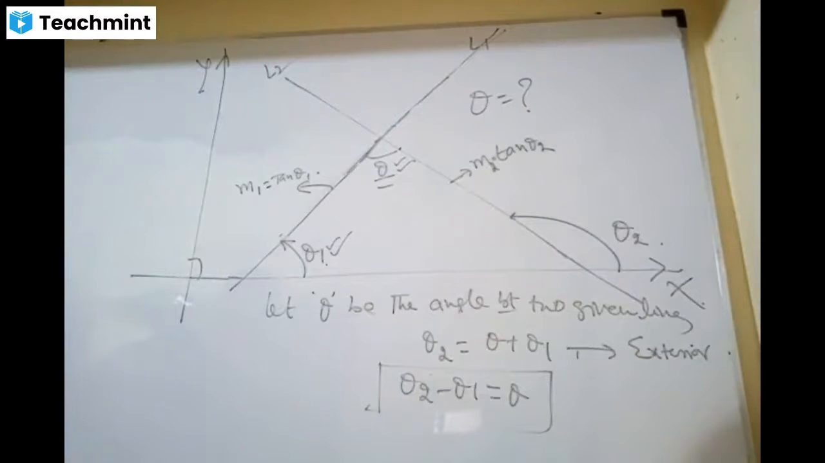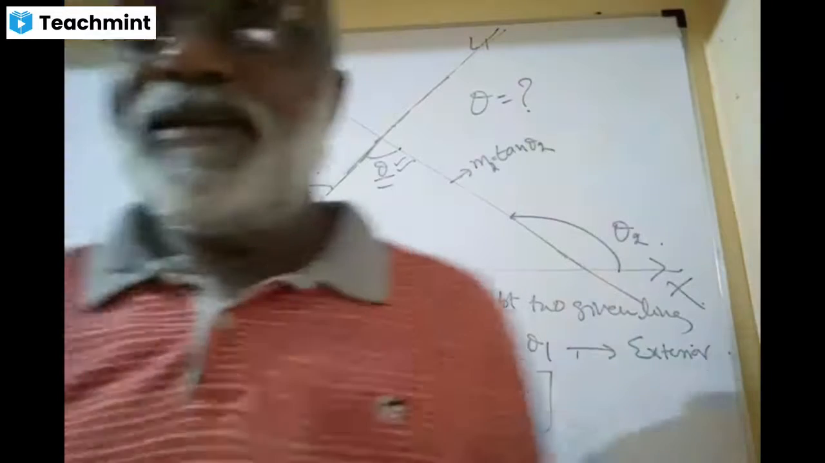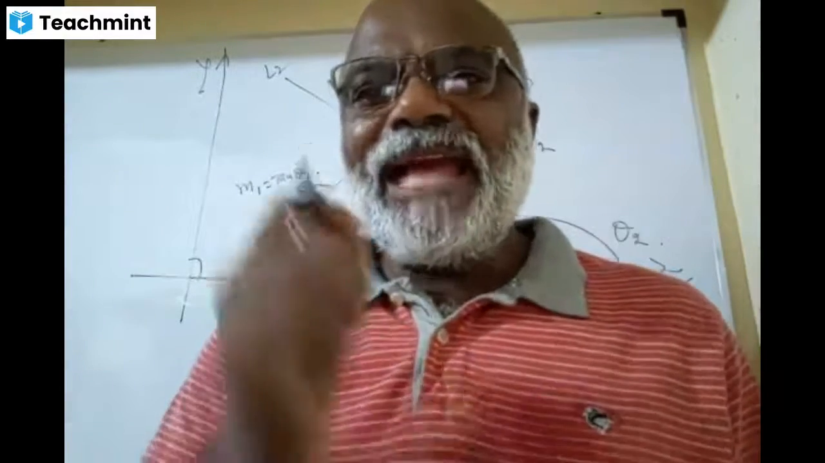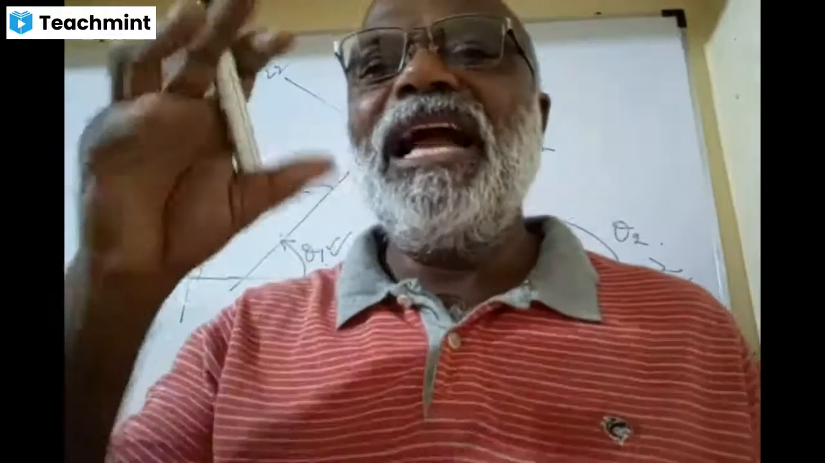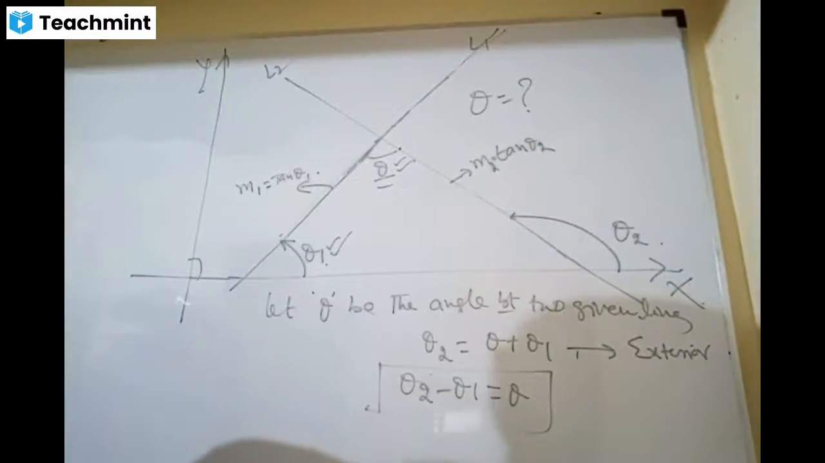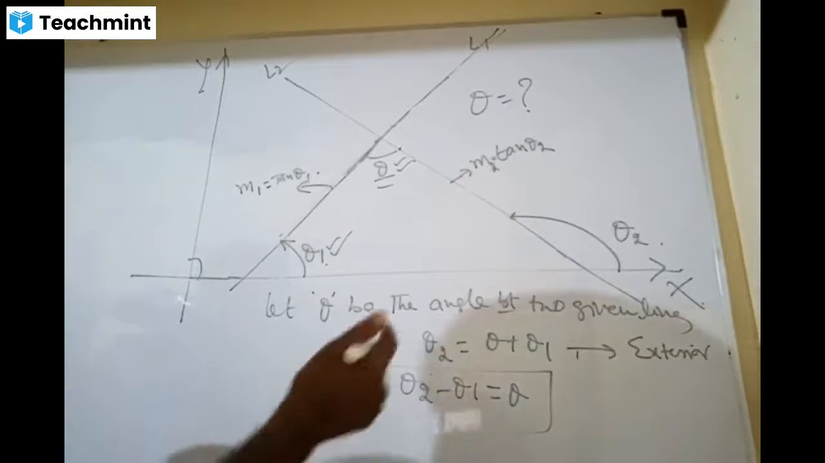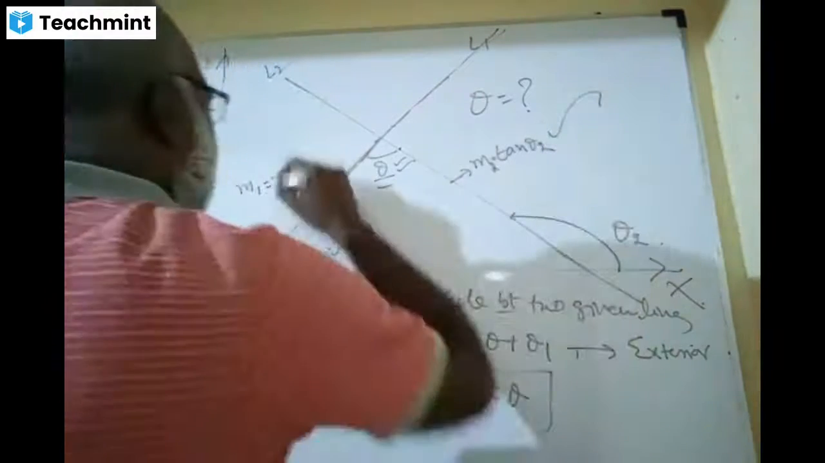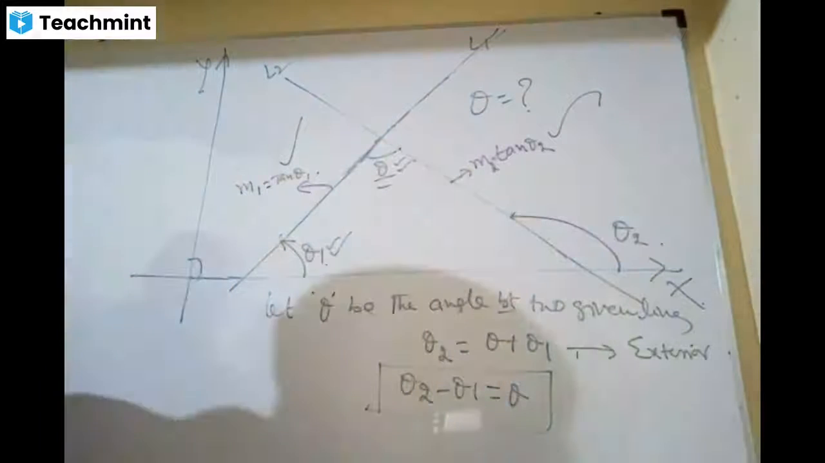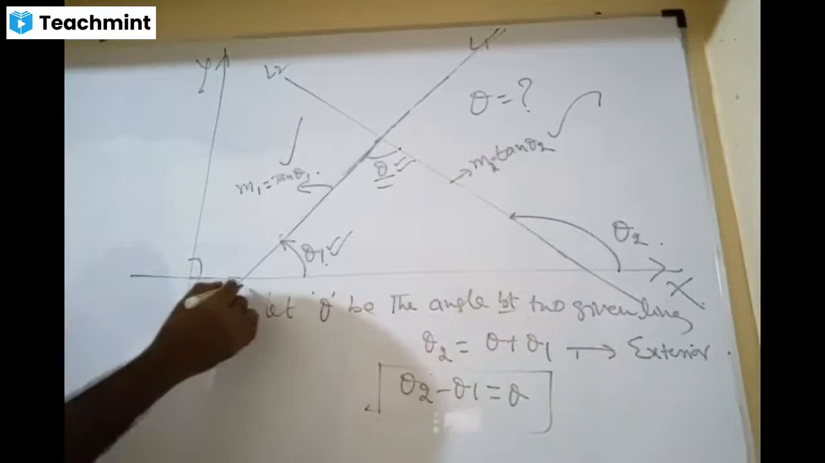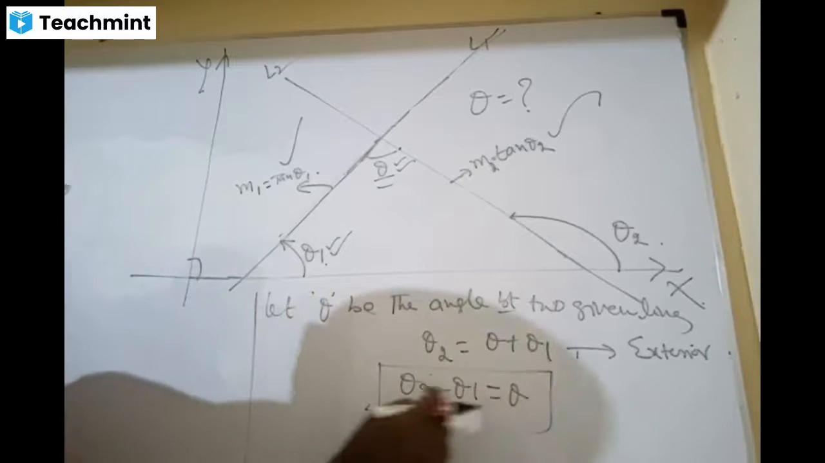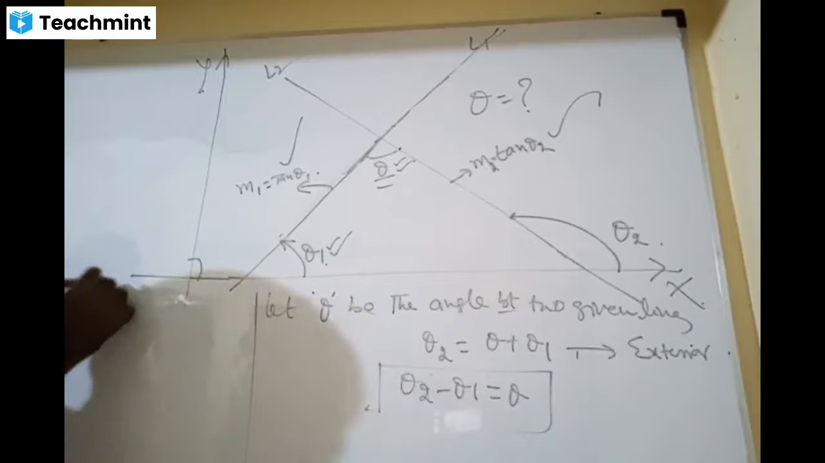Yes, sir. But friends, theta is unknown, it has to be expressed in terms of the knowns, θ2 and θ1. They have given tan θ2 and tan θ1. Here, theta equals θ2 minus θ1.